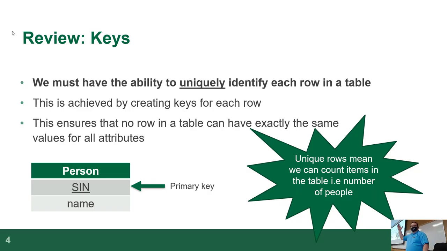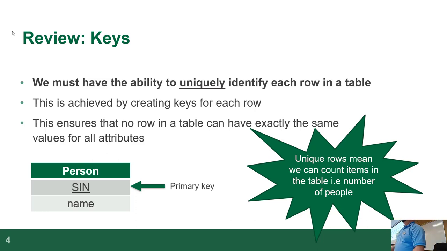So, quick review. Keys. Keys are the ability to identify each row in the table uniquely. It is like your student number at the school, your SIN number if you're a Canadian citizen, passport or visa number if you're an exchange student, a foreign exchange student or whatever they call them now. It's a way to uniquely identify a row. Each row must have its own keys. And it's a way to make sure that there's always a unique way to find what's in the row. That's what a key is.